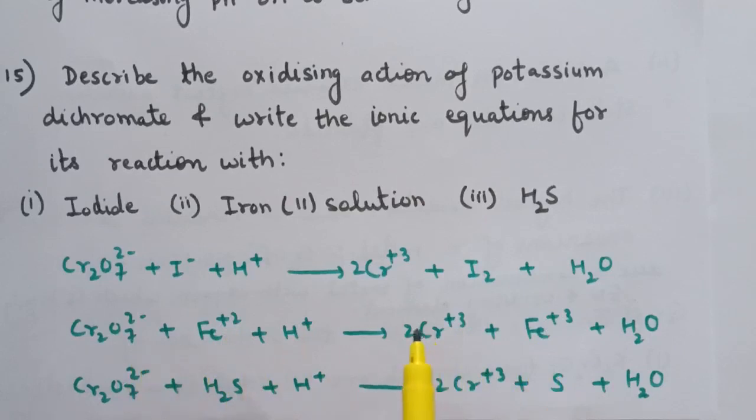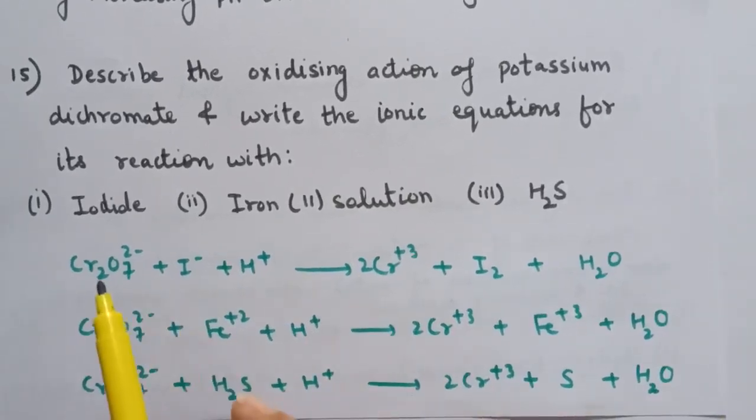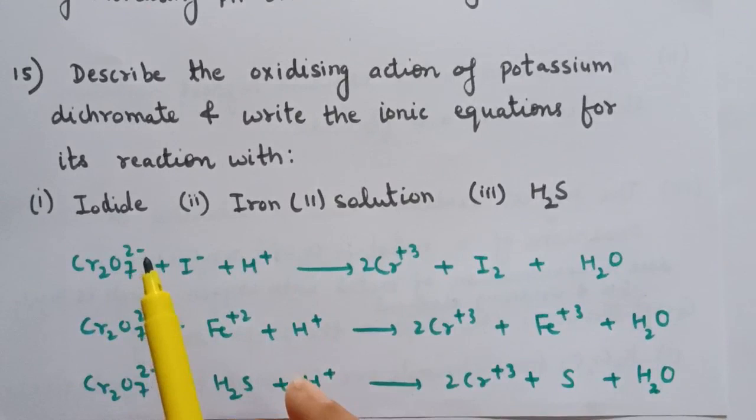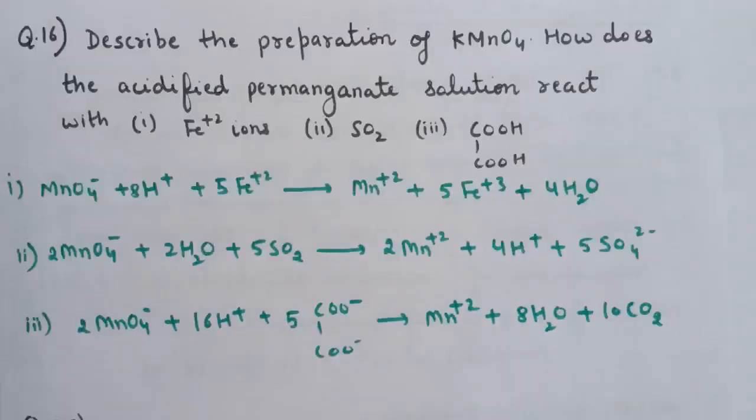So this is the reaction. Now third is H2S. With H2S, the Cr2O7 2- will oxidize H2S to sulfur and itself reduce from Cr2O7 2- to chromium +3. So these are the three ionic equations in which Cr2O7 2- behaves as a strong oxidizing agent.